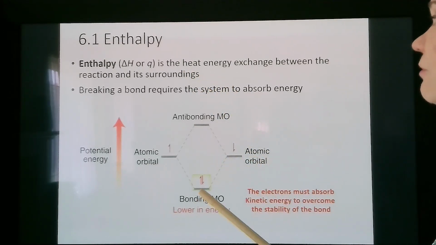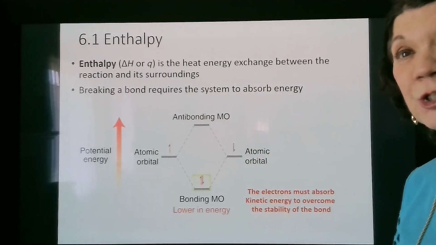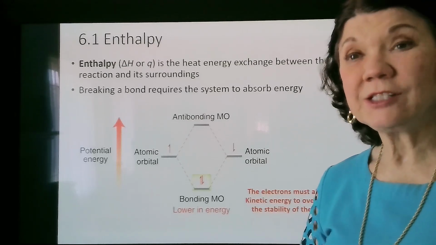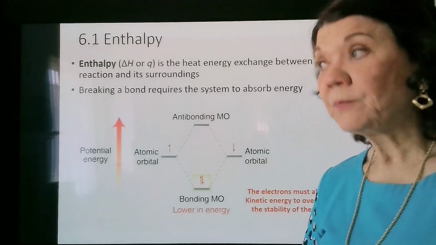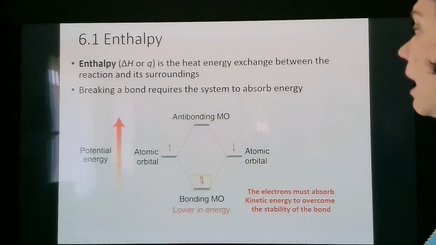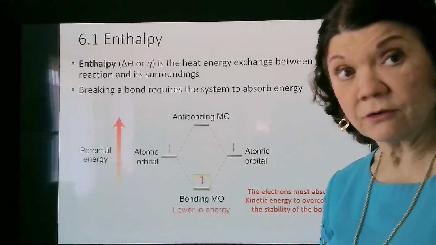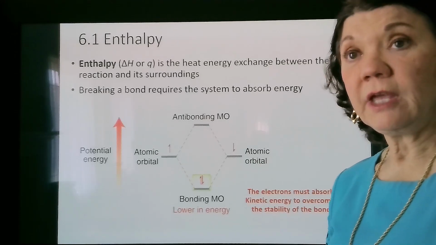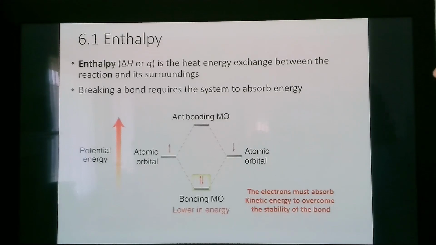So you can think of this as the reaction. Sometimes in this chapter it's called the system. And so when it talks about the enthalpy of the system, it's talking about the enthalpy of the molecules. And so when it talks about the enthalpy of the surroundings, it's talking about the enthalpy of the solvent. So just to clarify that.